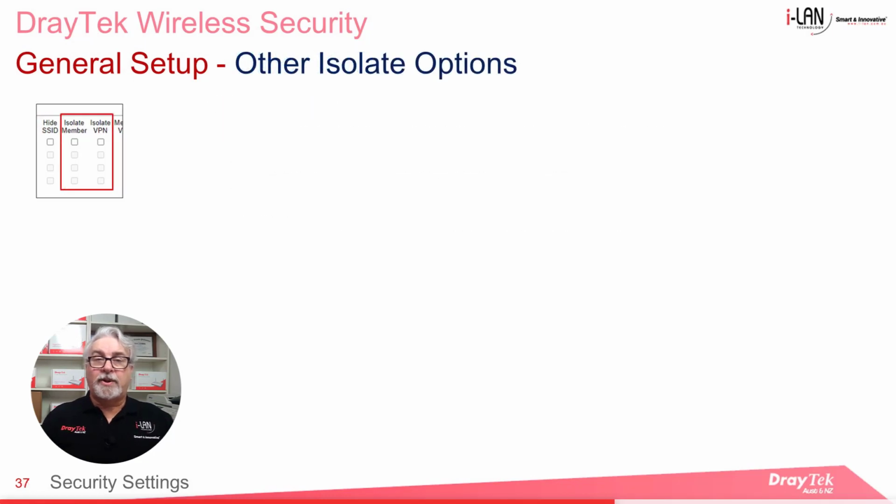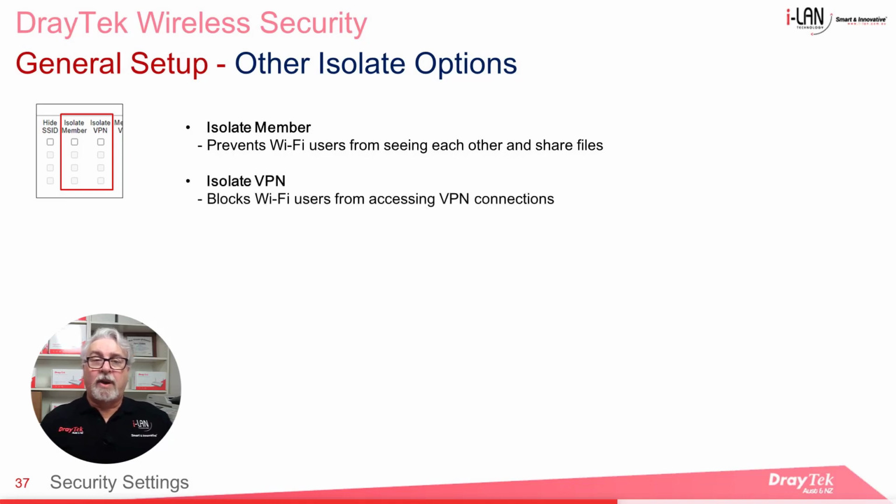There are 2 other options within General Setup, Isolate Member and Isolate VPN. While these don't provide security for the Wi-Fi network, they do protect other users in the network by preventing access to each other or to VPN connections. This is suitable for guest Wi-Fi networks where you need to ensure that users don't have access to the main data network.